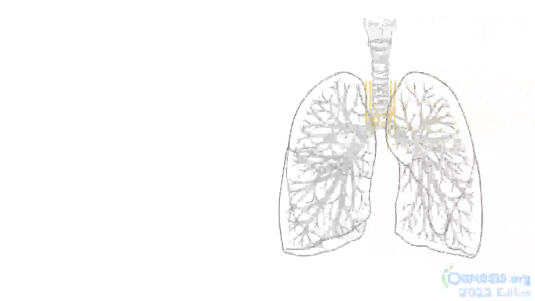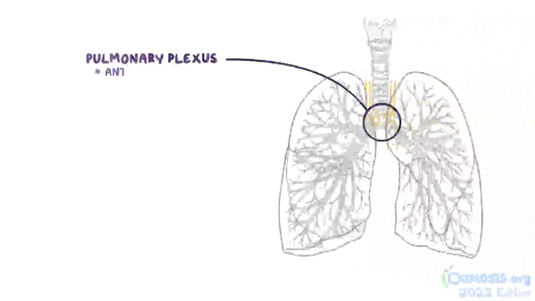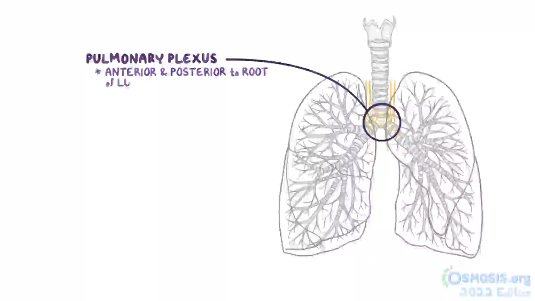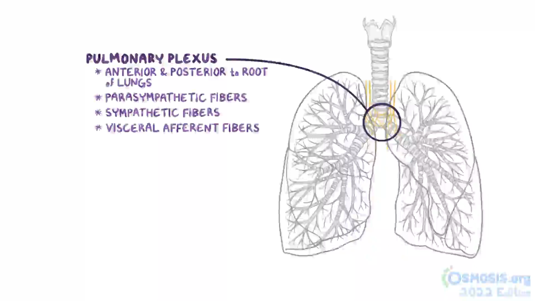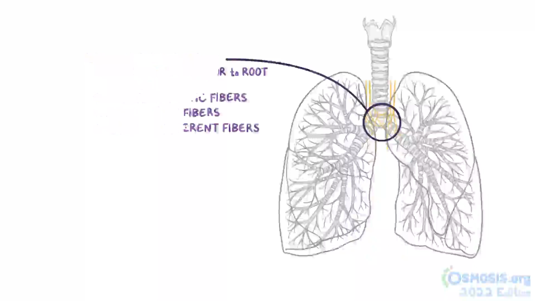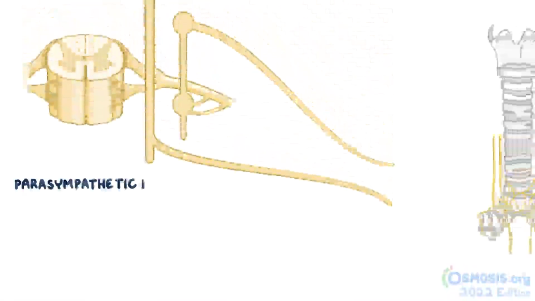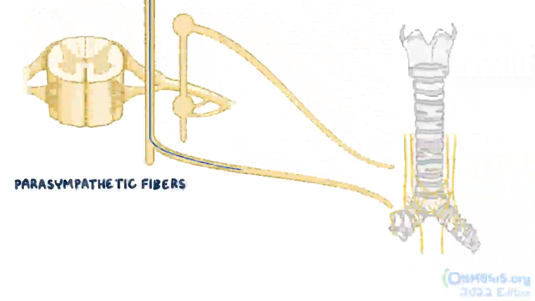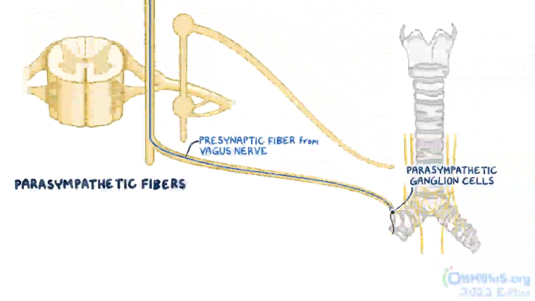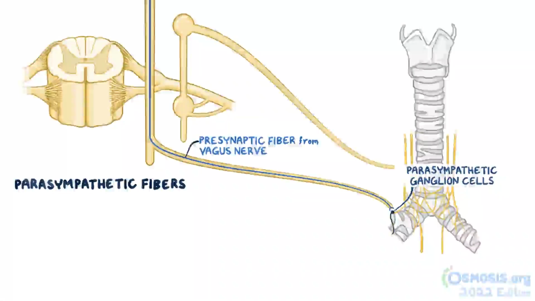The nerves of the lungs and visceral pleura come from the pulmonary plexuses, located anterior and posterior to the roots of the lungs, and contain parasympathetic, sympathetic, and visceral afferent fibers. The parasympathetic fibers conveyed to the pulmonary plexus are presynaptic fibers from the vagus nerve. They synapse with the parasympathetic ganglion cells in the pulmonary plexuses and along the branches of the bronchial tree.